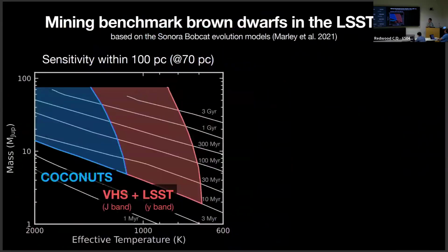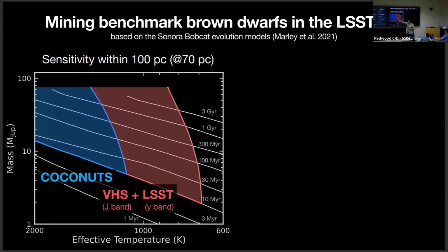So now I would like to talk about the LSST, what we can find in the next few years with the deep data. Here, what I'm showing is the expected properties of the objects that we can find given the limiting magnitudes of the LSST and other surveys. This is mass as a function of effective temperature, and the different horizontal lines represent isochrones based on the Sonora Bobcat models. The blue area shows the typical sensitivity of COCONUTS based on the data that COCONUTS used. All of these are within 100 parsec, and I assume a typical distance of 70 parsec.